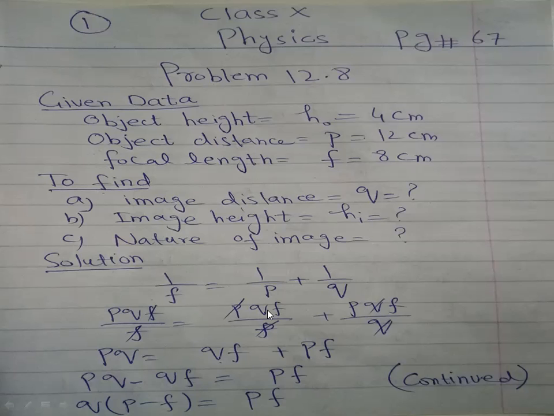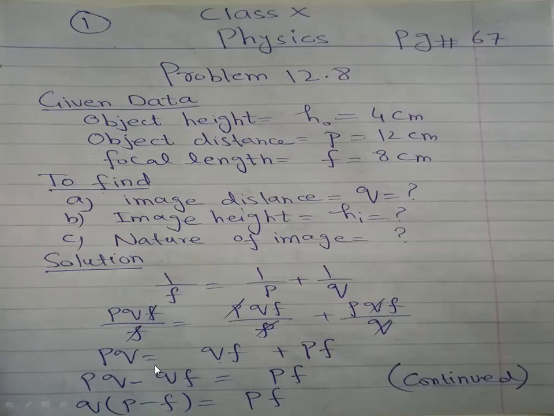I repeat, I multiply this equation. This is called the mirror formula, which holds for both mirrors and lenses. The formula will remain the same; the only thing that will change is the signs. I multiply both sides by PQF. So f will be cancelled with this f, p will be cancelled with this p, and q will be cancelled with this q. So what is left? PQ, QF, and PF are left.